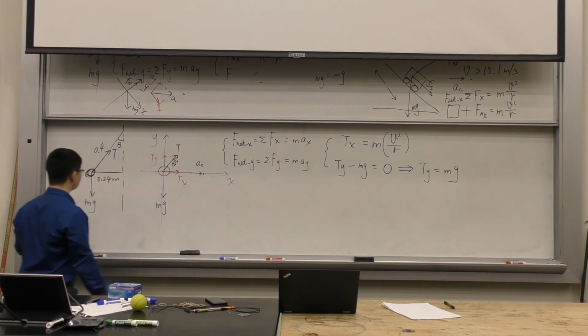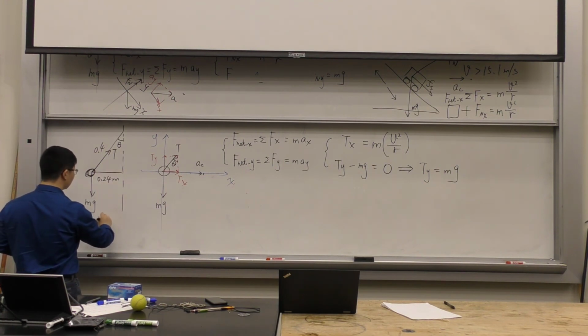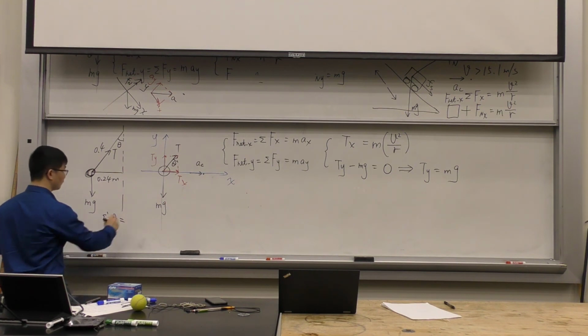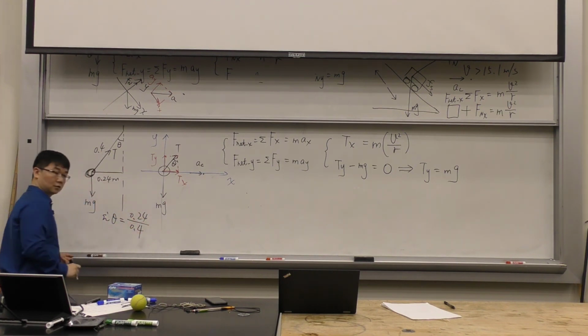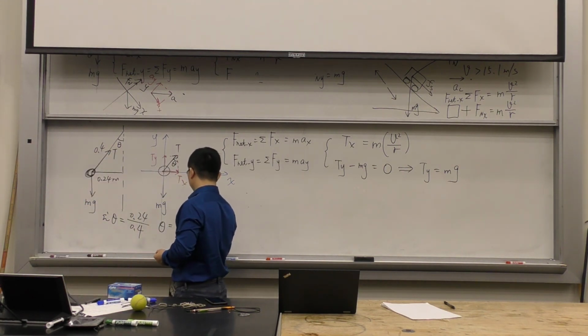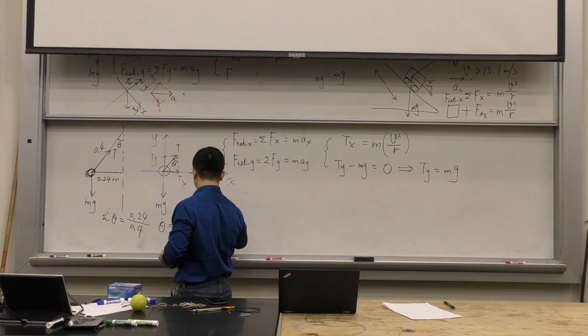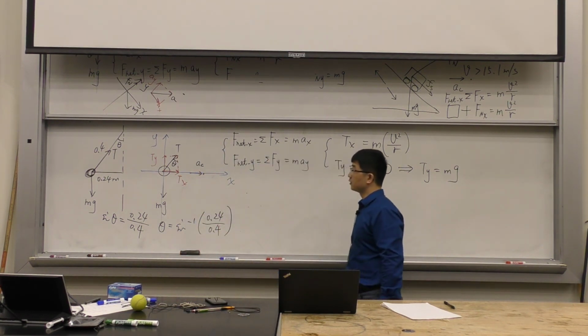And you can find this theta angle, right? This theta angle, if you want to find it, in this diagram, it's going to be sine theta equals 0.24 over 0.4. So you can do theta equals sine inverse of 0.24 over 0.4. Okay, so that's how you find the theta angle.